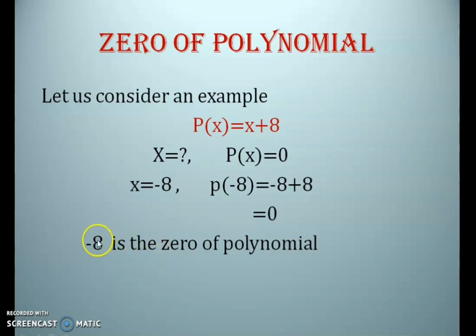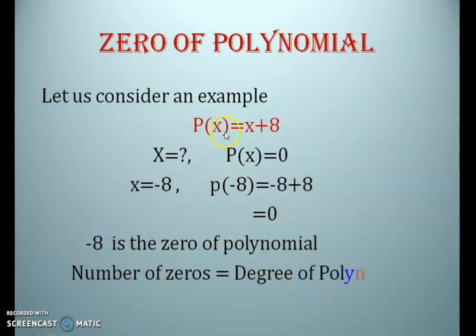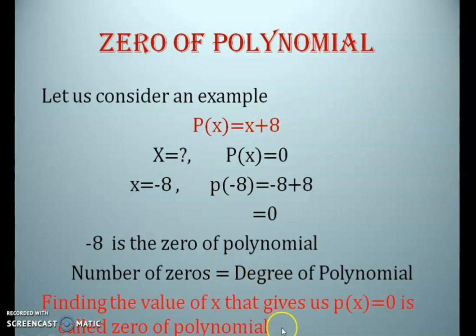Remember, a zero of a polynomial is a number which, when substituted in place of x, makes the value of the polynomial 0. In this example, the degree of the polynomial is 1, x to the power 1. So we get 1 zero, that is minus 8. So the number of zeros will be equal to the degree of the polynomial. Here the number of zeros is 1 because the degree of the polynomial is 1. So, finding the value of x that gives us p of x equal to 0 is called the zero of the polynomial.